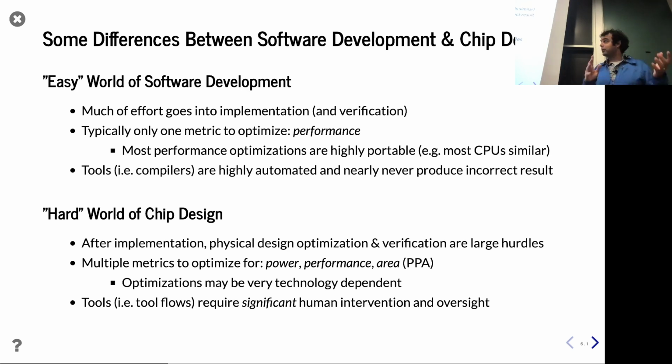Meanwhile, you go to the hardware world, and it gets a lot harder. It's not just about implementing the design. You need to make the physical design, you need to optimize it, you need to verify it. These are all big steps, often for a lot of people. And it's not just one metric. There are three metrics, as I said, and there are trade-offs: power, performance, area. There are trade-offs somewhere in there, and they're often very technology dependent, targeting a certain ASIC process, a certain FPGA or something. Those are going to have certain impacts.